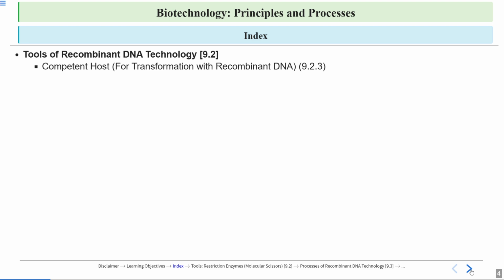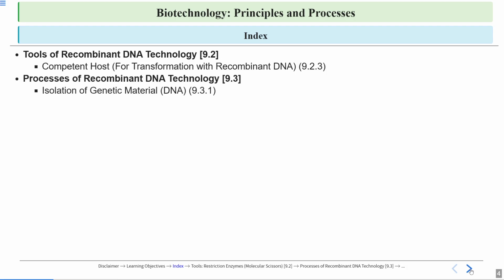So this is going to be the index for today's class. First we will complete this last subsession of 9.2, that is the competent host, and then we are going to move to the next session, the processes of recombinant DNA technology, which is the 9.3 session of NCERT. And in this we are just going to take the 9.3.1 subsession, which is the isolation of genetic material, that is isolation of DNA.